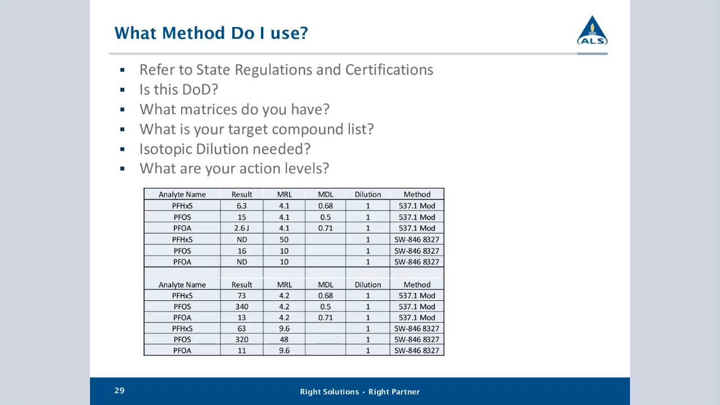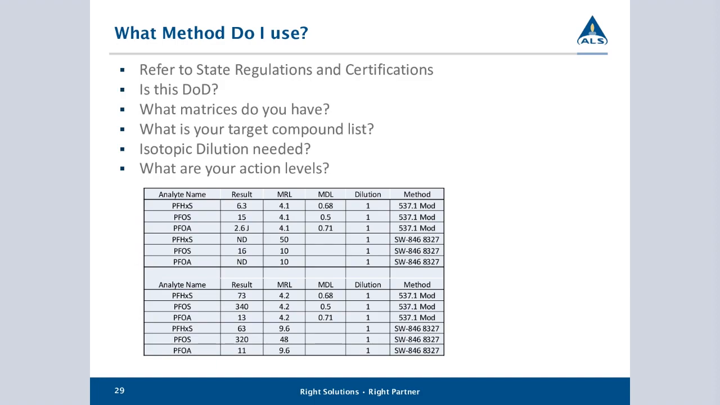What matrices do you have? Is it drinking water, groundwater, surface water, sludge, soil, tissues? If it's drinking water, you can go one direction. If it's a soil, you've got to go a different direction. Again, what's your target compound list? Do you have an extraordinarily long list that's not covered by a specific method? That may determine what methods you need. Do you need isotopic dilution? Kind of a redundant question. If you need to do QSM, you're doing isotopic dilution. And then, of course, what are your action levels? And the reason I ask, what are your action levels? And I put this little box down here.